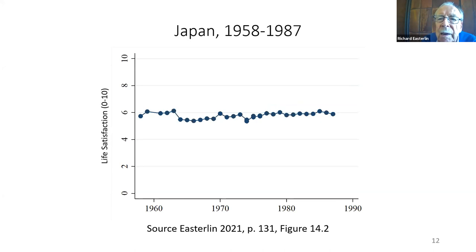Here's Japan in the period when it had extremely rapid economic growth from 1958 to 1987. As you can see, the trend in life satisfaction over that period is essentially nil. Next slide.